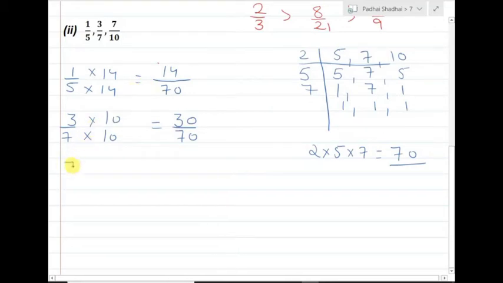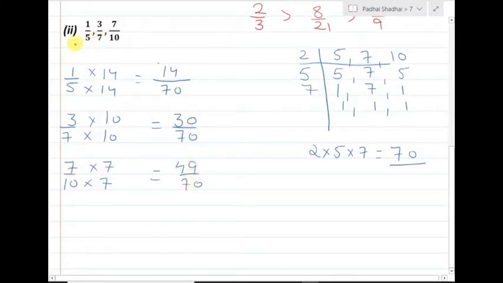Okay, and the last one, 7 upon 10. We have to multiply both the terms by 7 because the base is 10. So 7 multiplied by 7 upon 10 multiplied by 7. So we will get the answer 49 by 70.